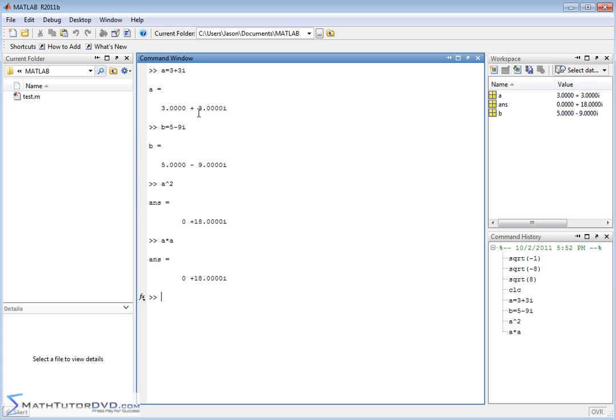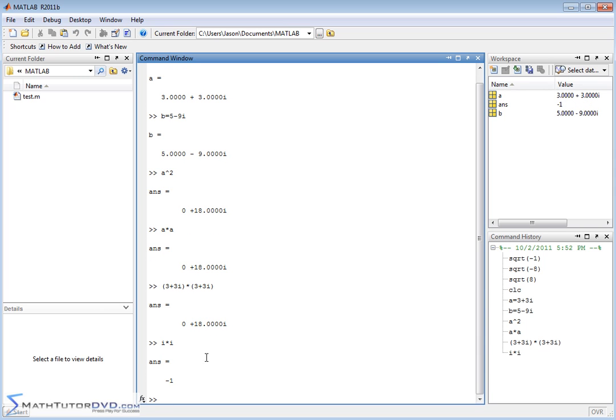Whenever we do this, that's the same thing as saying 3 plus 3i times 3 plus 3i. So what MATLAB's doing behind the scenes is distributing and multiplying every term times every other term. Anytime you get i squared, you're going to get -1 because i times i is -1. i times i should always give you -1. That's something you learn about when you deal with complex numbers. And so there's cancellations going on, and the answer that MATLAB computes is all correct and follows the rules of complex numbers as you might expect.